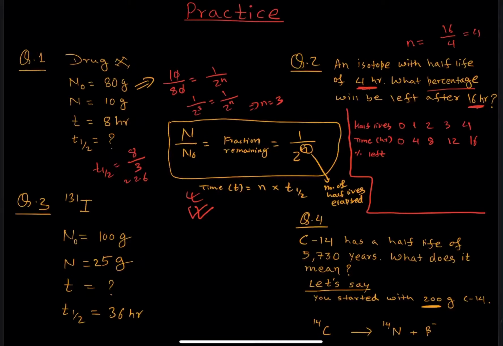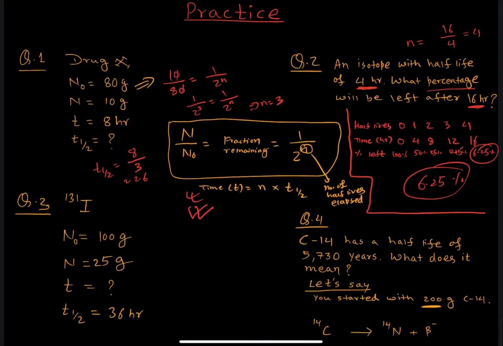Initially we have 100%, right? Nothing decayed. Then we're going to have 50%, then we have 25%, then 12.5%, then finally we have 6.25%. So that means 6.25% will be left after 16 hours. And if you use this method, it's going to be easy for you to understand.